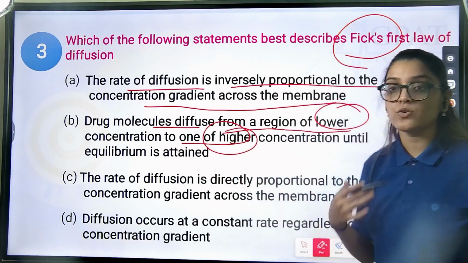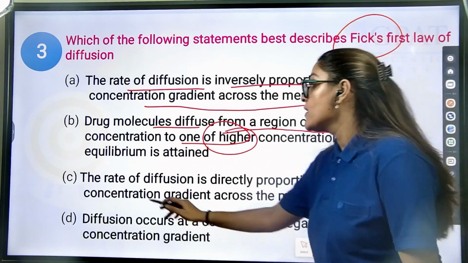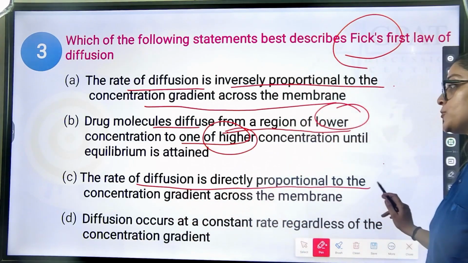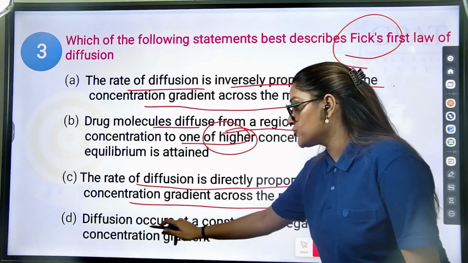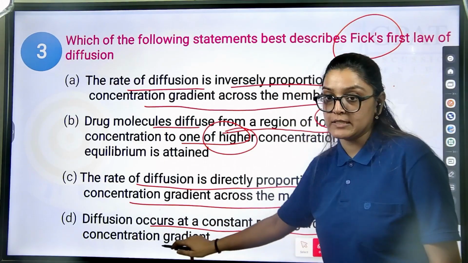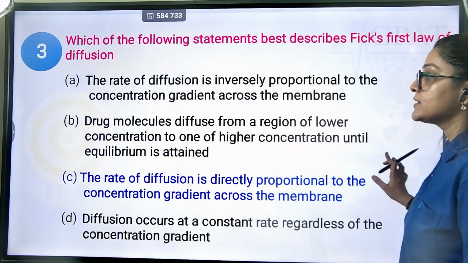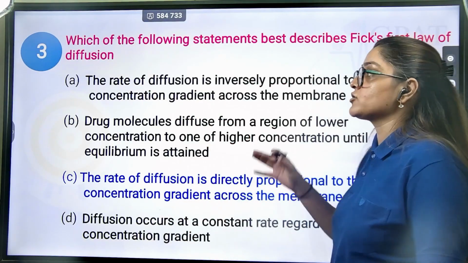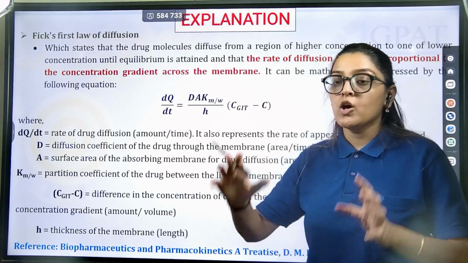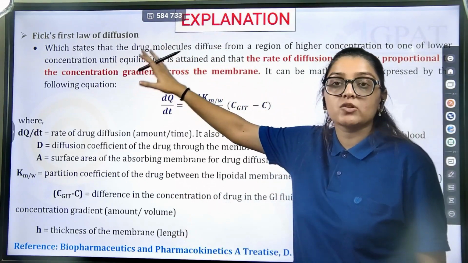No, higher to lower. Lower to higher would be against the concentration gradient. Is the rate of diffusion directly proportional to the concentration gradient across the membrane, or does diffusion occur regardless of the concentration gradient? No. I hope you have got your correct answer. The rate of diffusion is proportional to the concentration of the drug from a region of higher to a region of lower concentration. That is governed by Fick's law of diffusion.